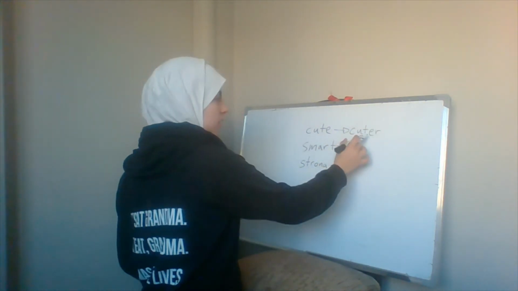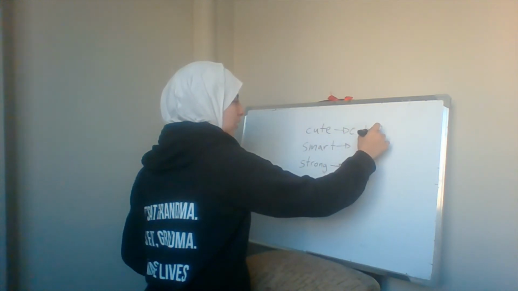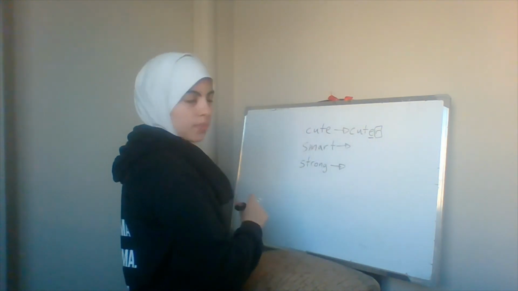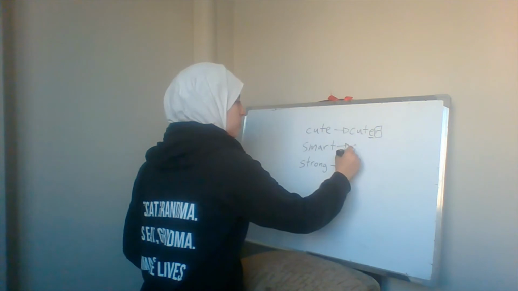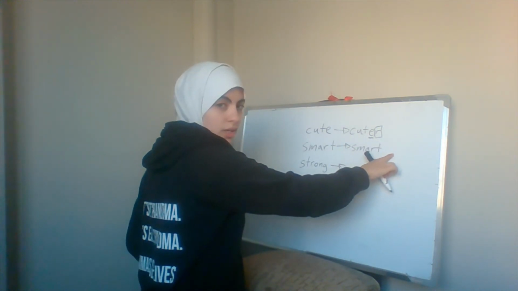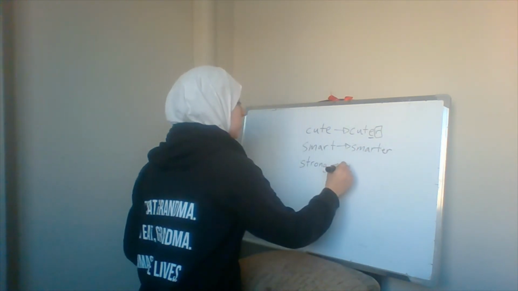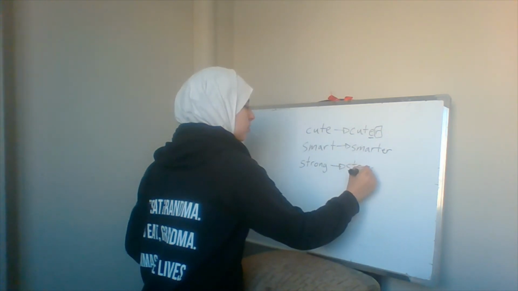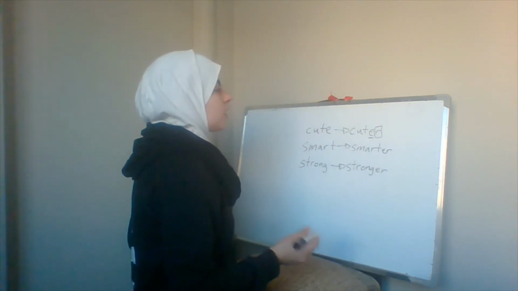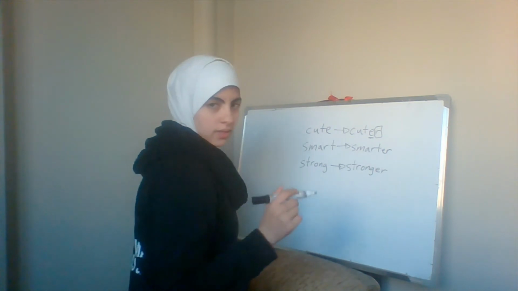Cuter. So we have the e. That's why we only end the word with r, not er. The e is already in the word. Okay. How about smart? What do we add? R or er? Er. Awesome. Okay. Strong. Er. Very good.